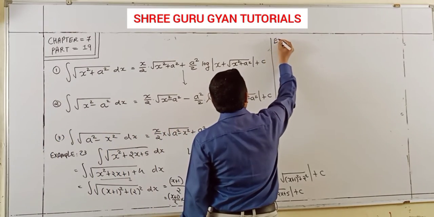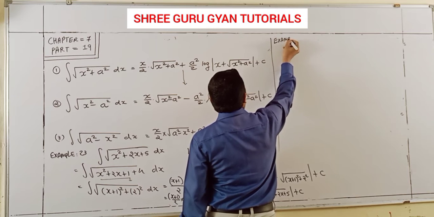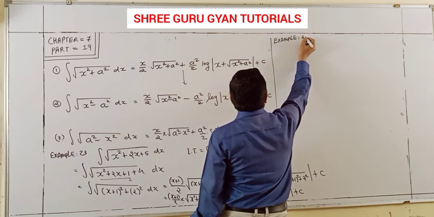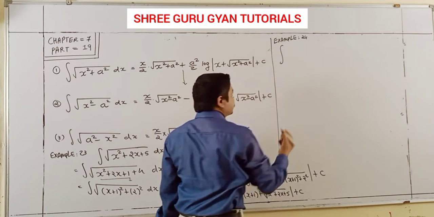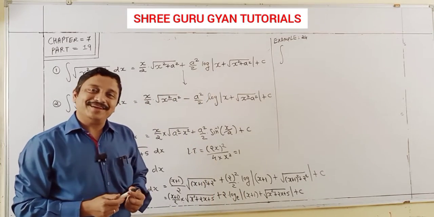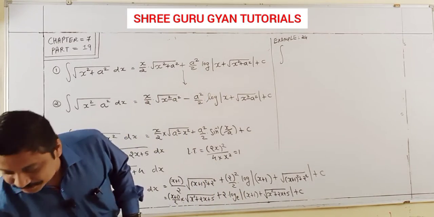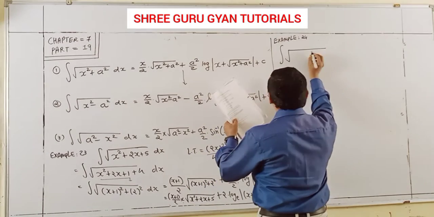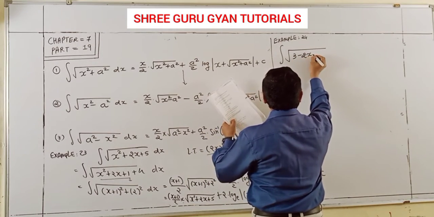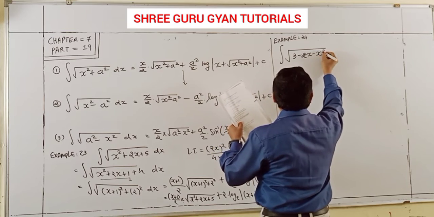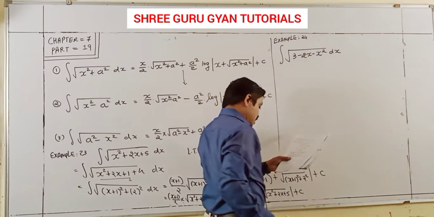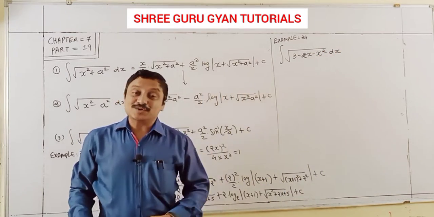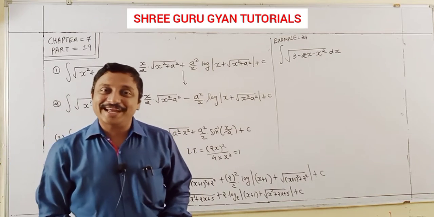Now example 24, integration, same level going. Yes, the question is integrate under root 3 minus 2x minus x square dx. Students, it is quadratic, but the x square coefficient is negative.